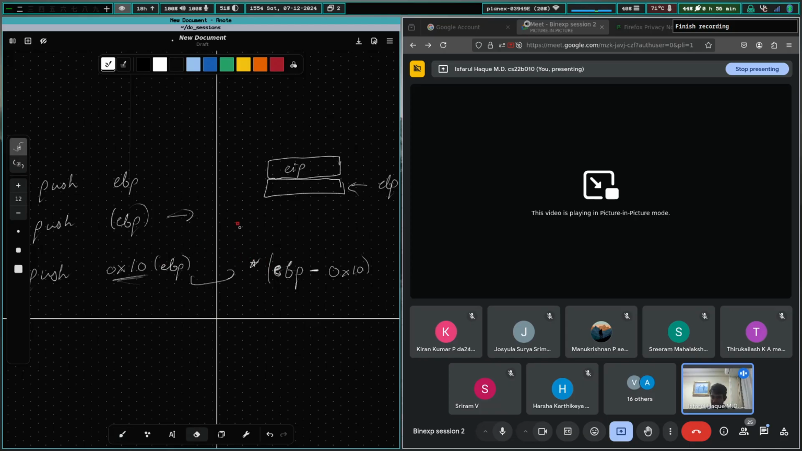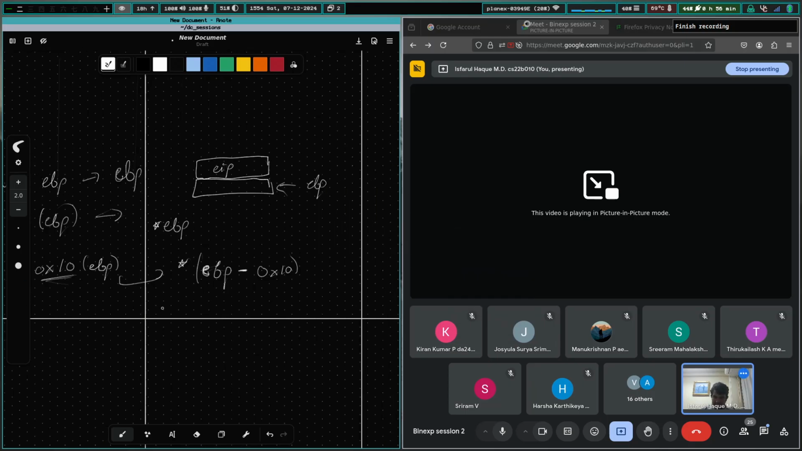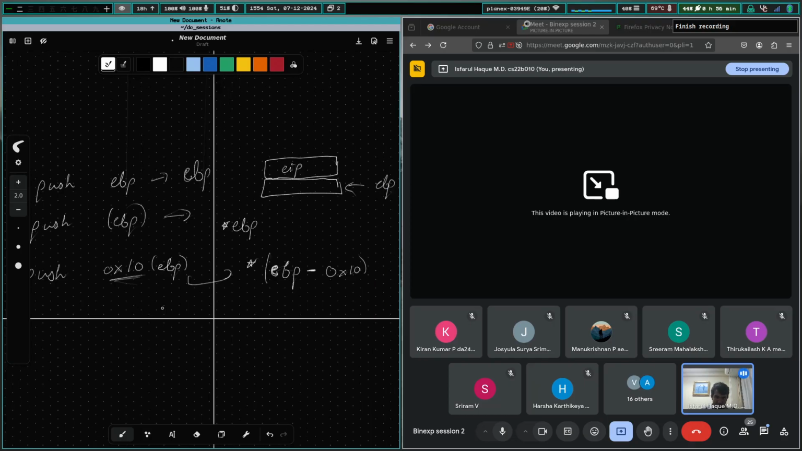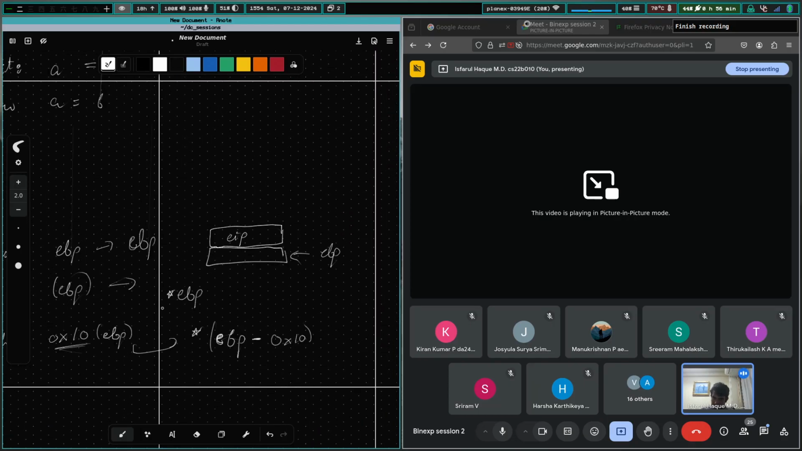So this is clear, right? Cool. And this is just EBP's value. So the reason addressing modes are in play, there are a bunch of other fancy addressing modes. I'm not going there because you don't need them at all. So EBP points to old EBP.